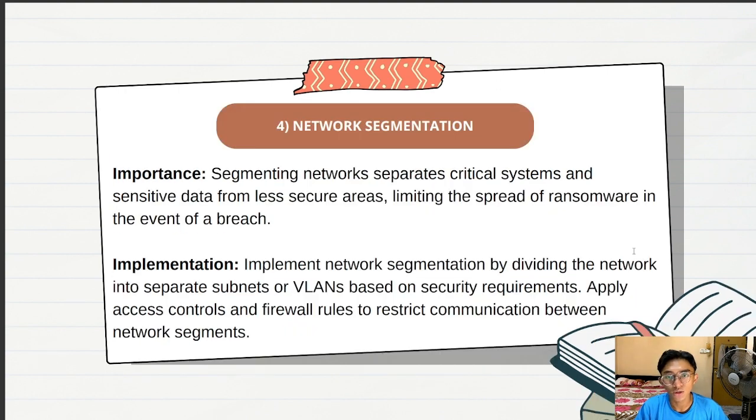And next is network segmentation. Importance: segmenting the network separates critical systems and sensitive data from less secure areas, limiting the spread of ransomware in the event of a breach. Implementation: implement network segmentation by dividing the network into separate subnets or VLANs based on security requirements. Apply access control and firewall rules to restrict communication between network segments.